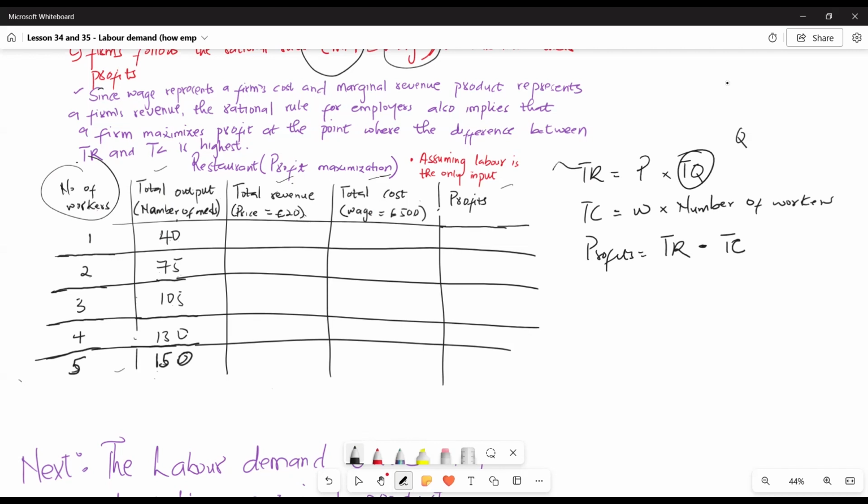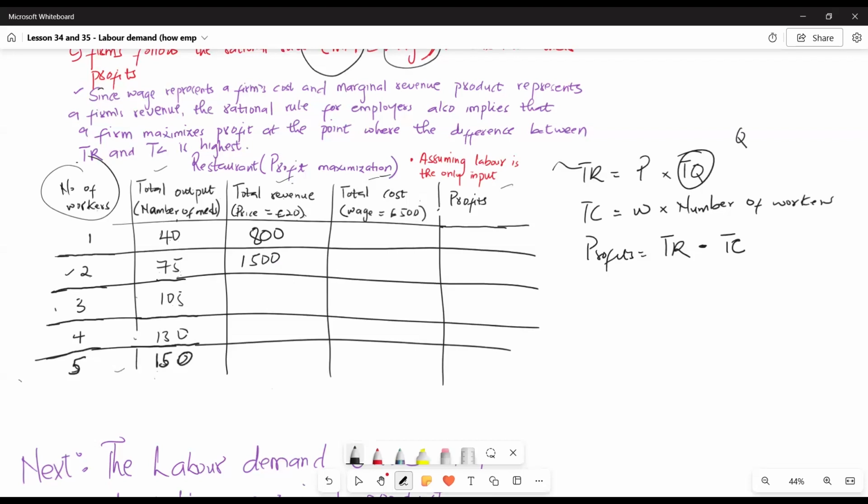So we said that the total revenue is the price times the quantity. The price in this example is fixed at 20. So when we had one worker, the total output produced was 40 and the price is 20 per meal produced. So that gives us a total revenue of 800. When the restaurant increased the number of workers to 2, total output increased to 75. So total revenue is now 75 times 20, which is 1,500.